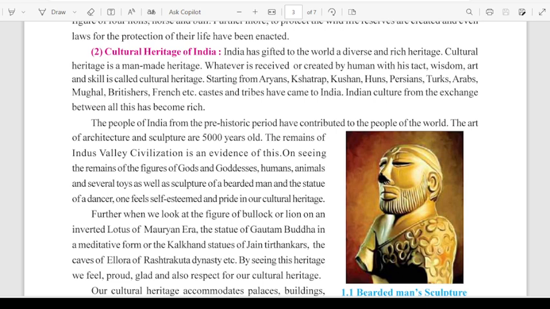The people of India from the prehistoric period have contributed to the people of the world. The arts of architecture and sculpture are 5,000 years old. The remains of the Indus Valley civilization are evidence of this. On seeing the remains of figures of gods and goddesses, humans, animals and several toys, as well as the sculpture of bearded men and the statue of a dancer, one feels self-esteem and pride in our cultural heritage.